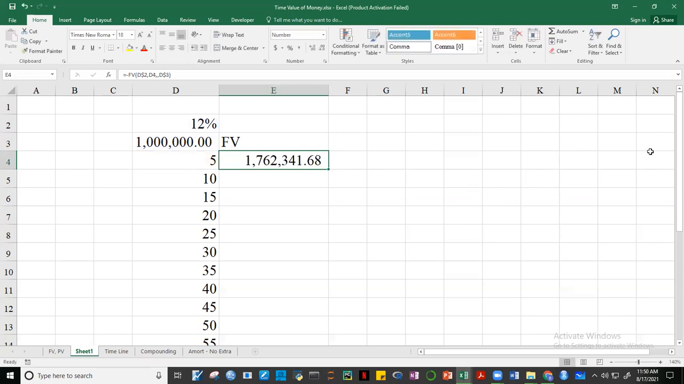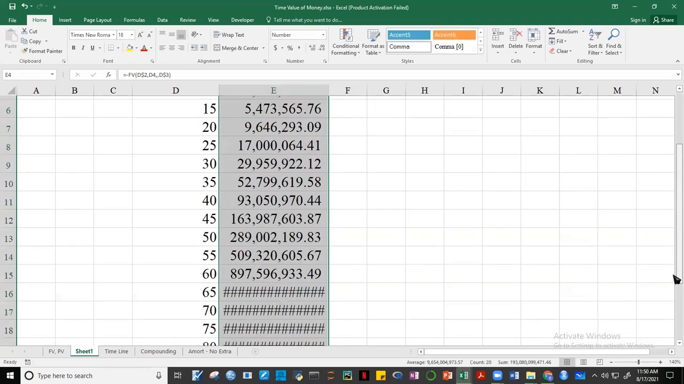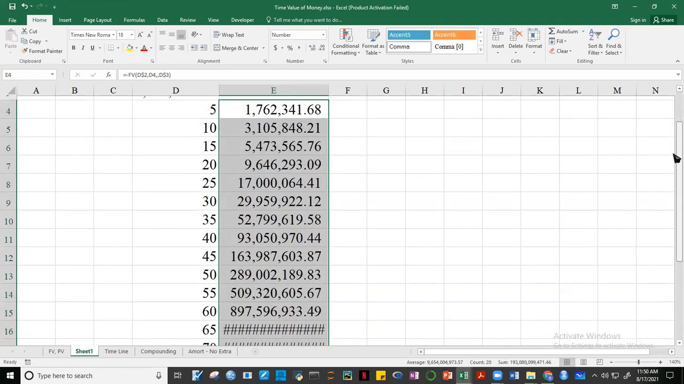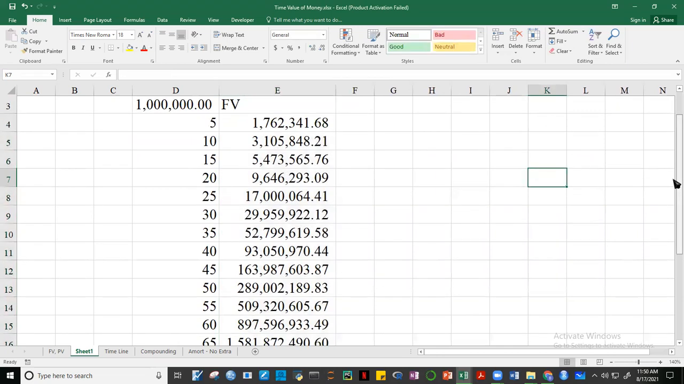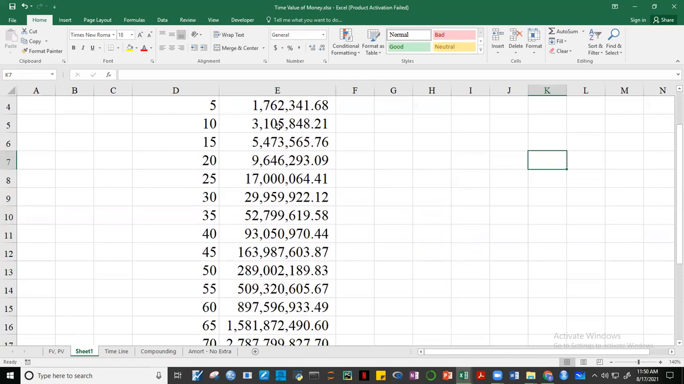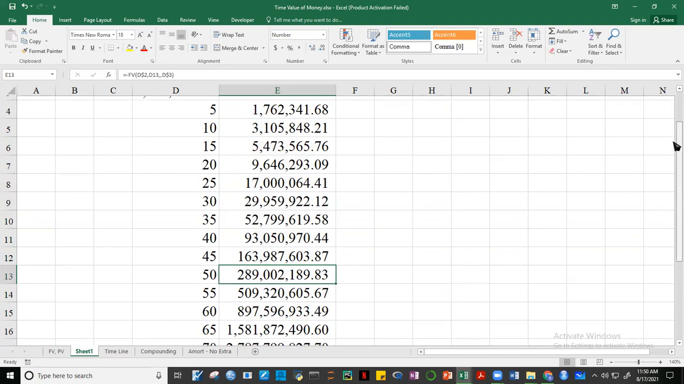Okay, so I hope you got 1762 and then I'll just click this. Okay. So tingnan natin, guys, yung power of compounding. So every 5 additional years, pag nagdodoble, hindi naman times 2 yung money. Kunyari, between 10 and 20 years, doubling yan ng years, di ba? From 3 million, naging 9 million. 20 to 40, from 9, naging 93. 25 to 50, 17 million, naging 289 million. So it's not a linear relationship.